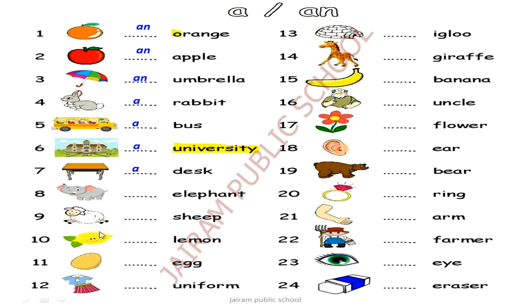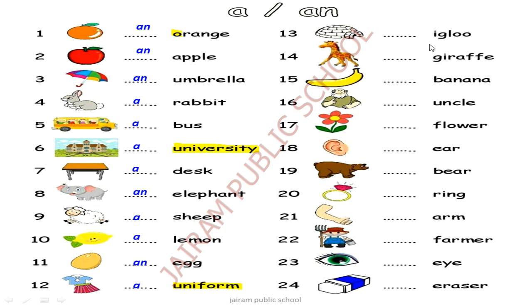Next one, desk. D is a consonant, so a desk. Elephant, an elephant. Sheep, a sheep. Lemon. L is a consonant. A lemon. Egg. E is a vowel. So an egg. Uniform. Look here again, a different word, that is uniform. U is the sound of Y. So we are adding the article a: a uniform. We can add the also: the uniform, a uniform. The university, a university.